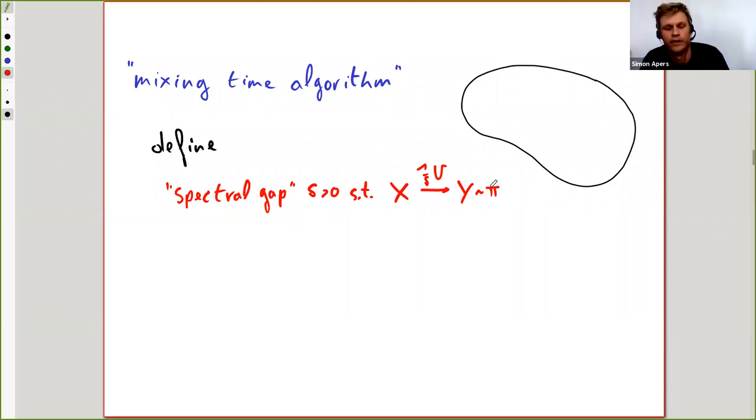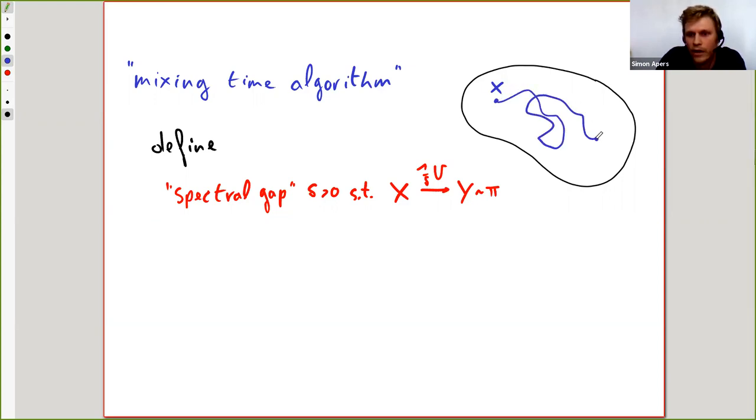So for a regular graph, if the graph is connected, a random walk will converge to this uniform distribution. And so basically, this illustrates that if you start from any x, if you walk for long enough and you look at the end node, then this end node is going to be distributed according to the stationary distribution. All right, so that's how we define the spectral gap, as basically the length of this path.